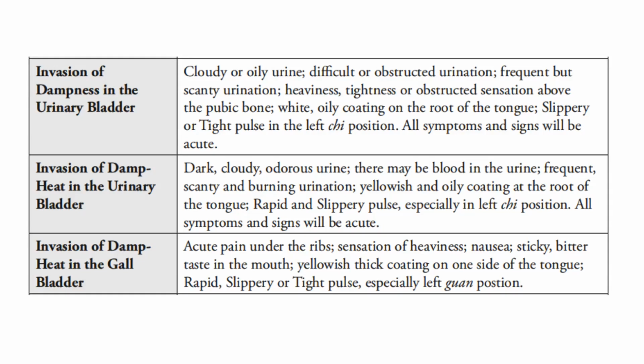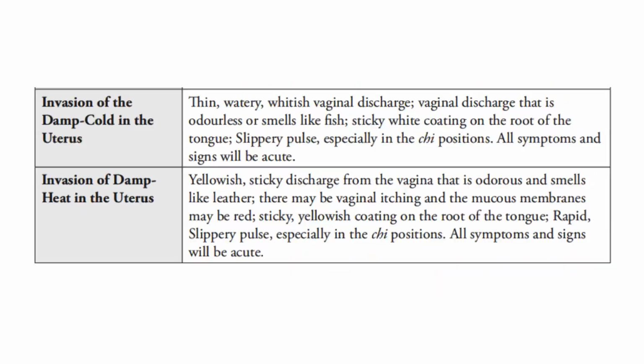For invasion of damp heat in the gallbladder, there is acute pain under the ribs, sensation of heaviness, nausea, sticky, bitter taste in the mouth, yellowish thick coating on one side of the tongue, rapid, slippery, or tight pulse, especially in the left guan position.